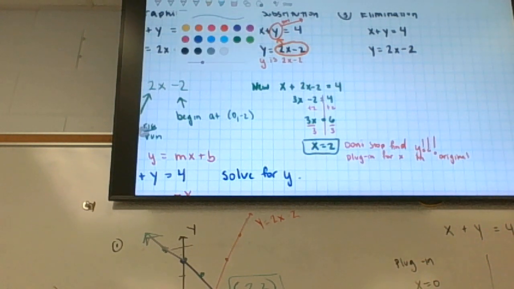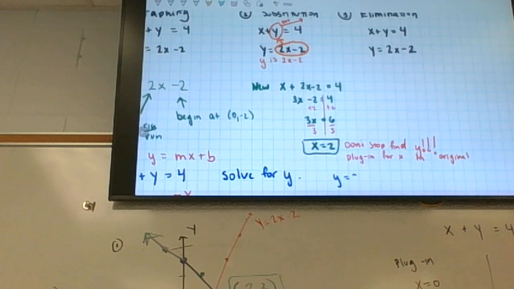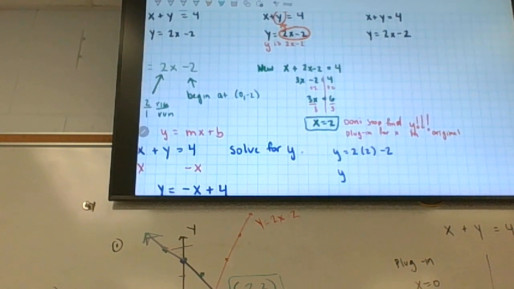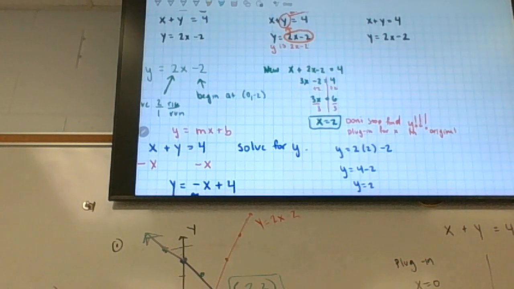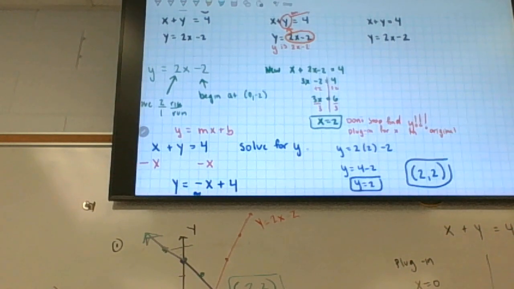So it would be y equals 2 parentheses 2 minus 2. Y equals 4 minus 2. Y equals 2. And so here I am. X and y are 2, 2 again.